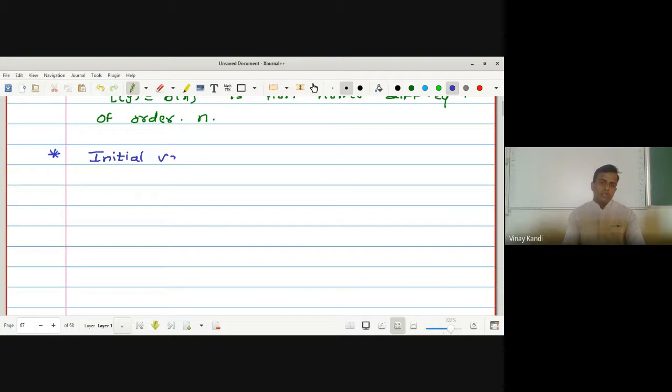Initial value problem for the homogeneous differential equation.